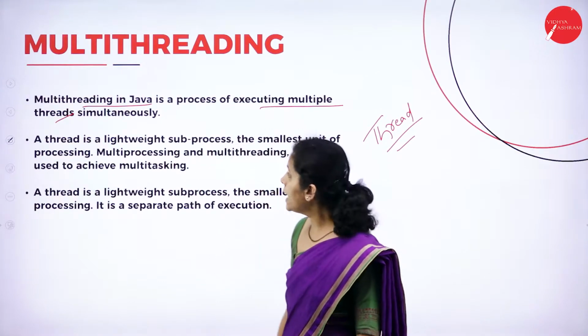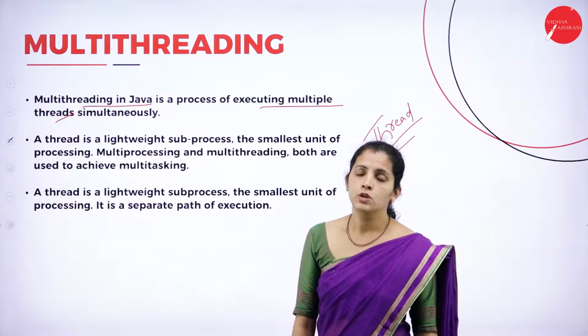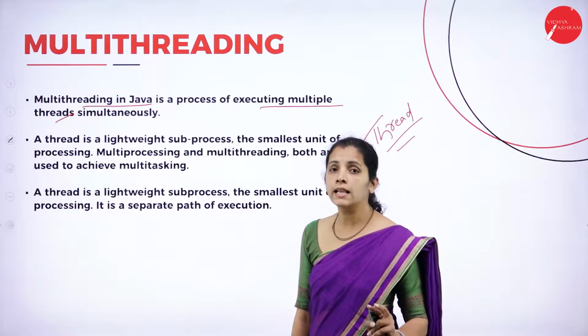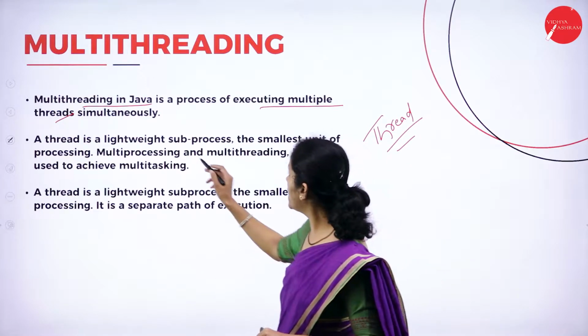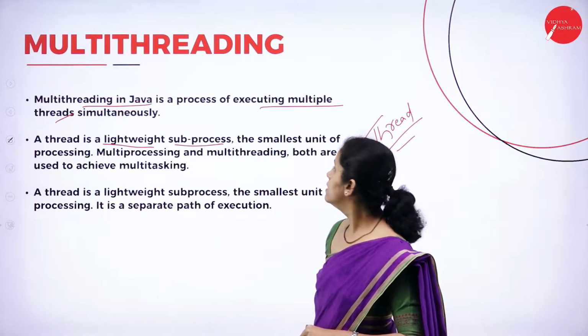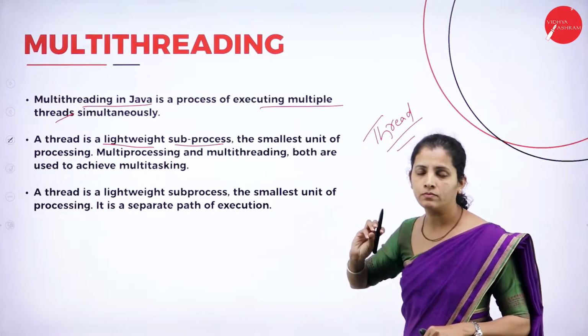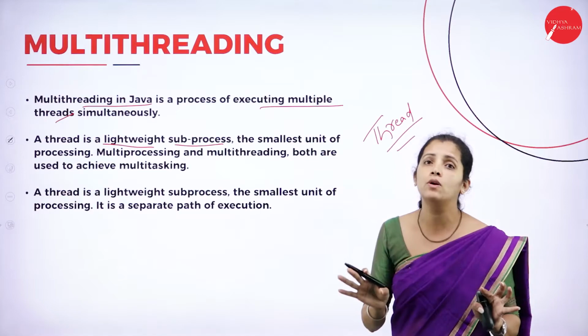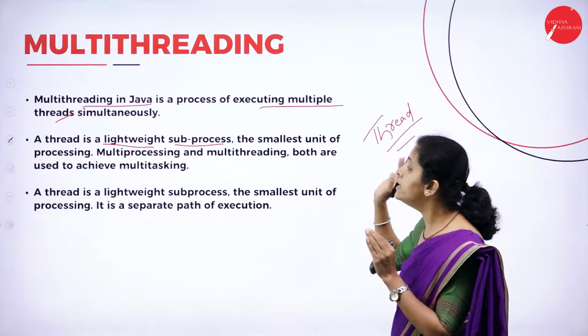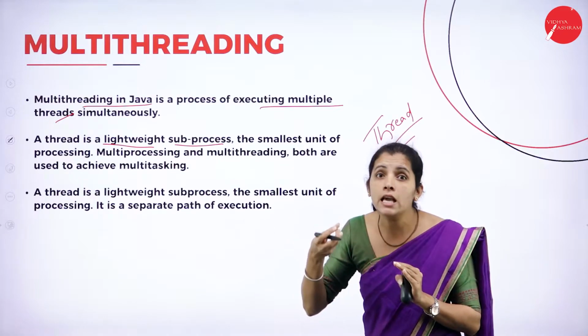A thread is a lightweight sub-process. So what is thread? It is nothing but a lightweight sub-process and the smallest unit of processing. If I consider any program, it is the smallest unit of processing. So what is this processing? That's nothing but the execution.